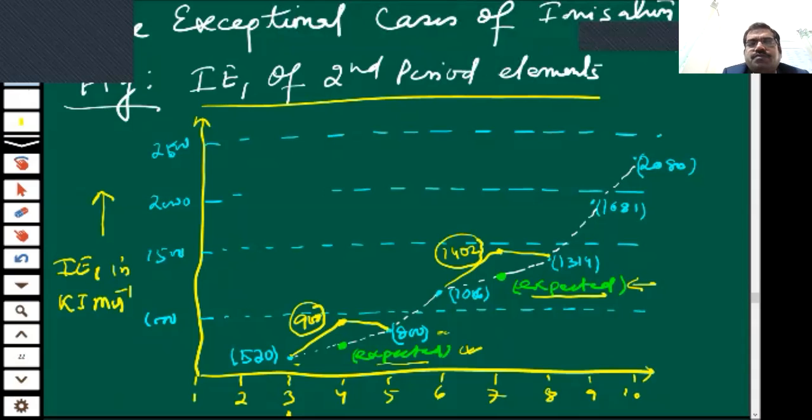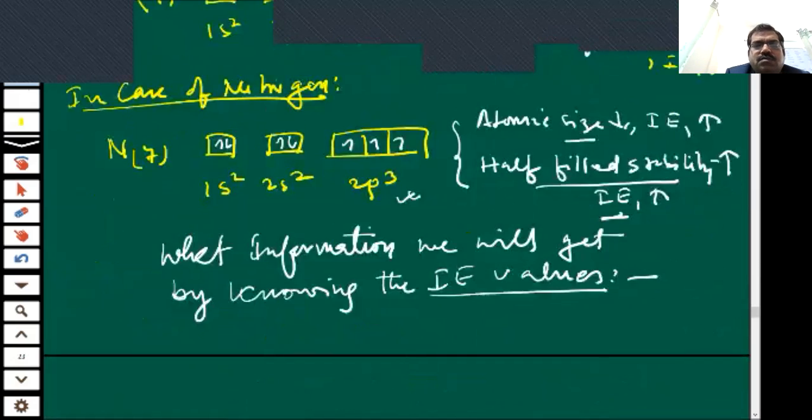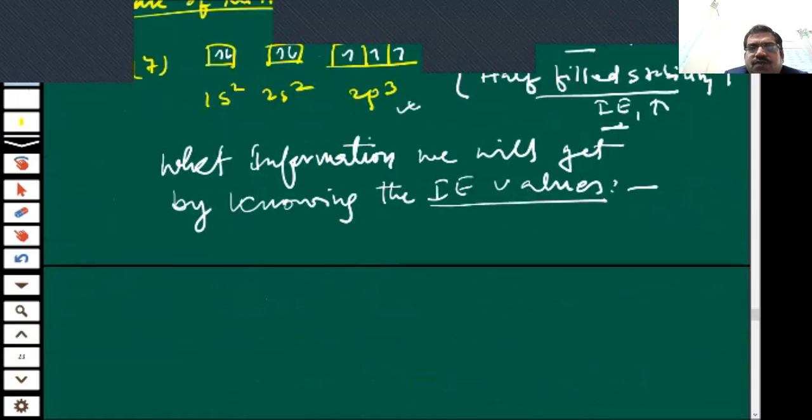Okay, children. So our next one is what information we will get by knowing the IE values. Means a kind of application. Means what is the use? In normal language we can say, if we know the IE value, what is the use?